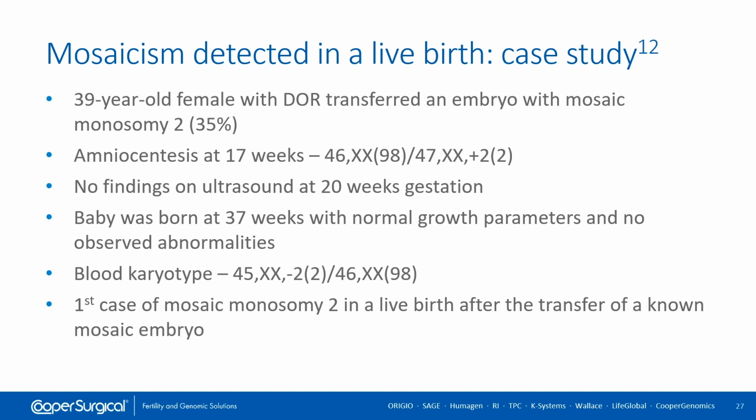There were no findings on ultrasound at 20 weeks gestation. The baby was born at 37 weeks with normal growth parameters and no observed abnormalities. A blood karyotype after delivery showed the presence of mosaic monosomy 2, again in about 2% of the sample that was tested. The placenta was not tested. This is the first case of mosaic monosomy 2 in a live birth after the transfer of a known mosaic embryo. And in this case, the presence of both monosomic and trisomic cell lines does illustrate the cause as a mitotic non-disjunction error.